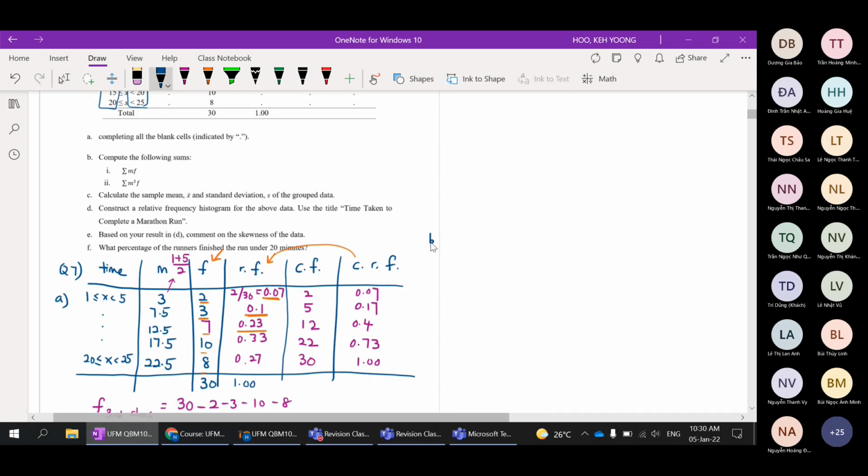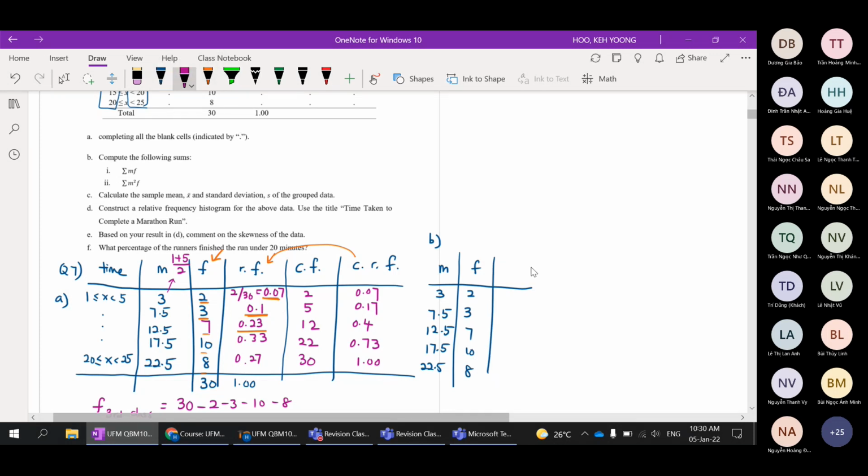So for question B, let's create another table. Construct another table 3. Just copy back the M and the F columns. 22.5. The F is the frequency: 2, 3, 7, 10, and 8.